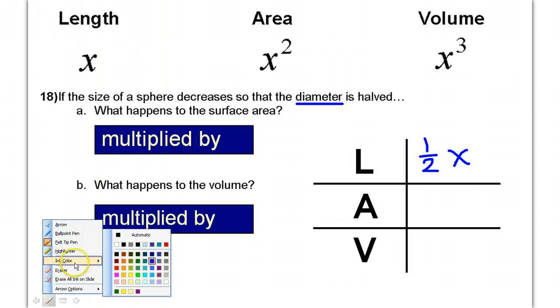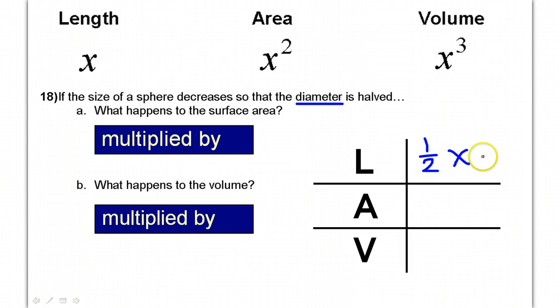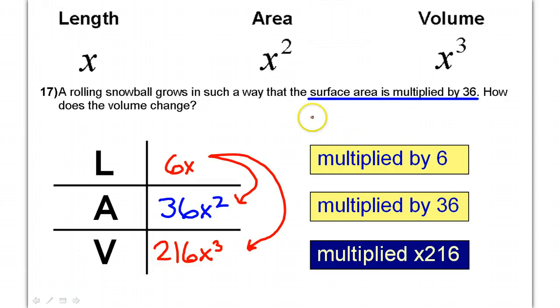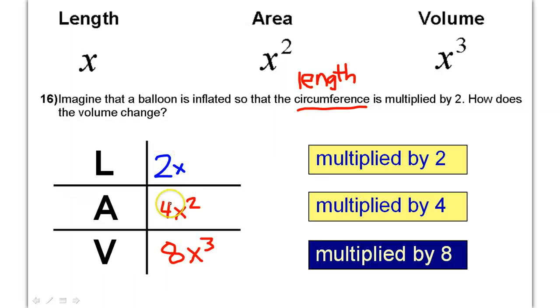So now, Miss Street. If I have the length, how do I get the area? Just in general. Not double it. We square it. Remember, looking back, if I had 6, I did 36. If I had 2, I did 4. We're squaring it.